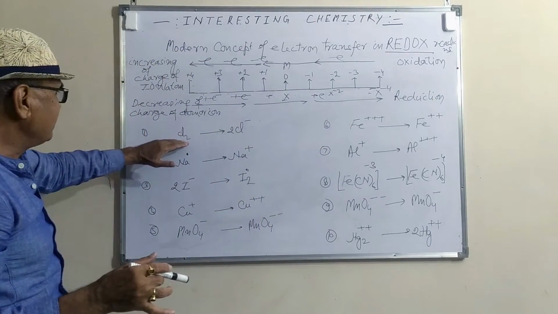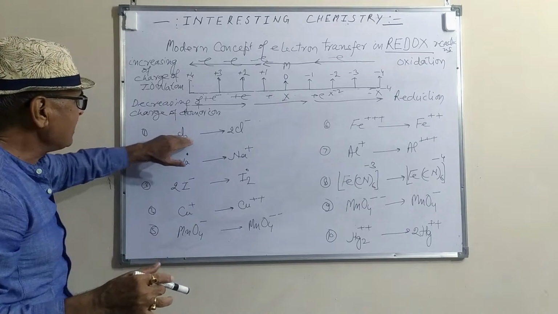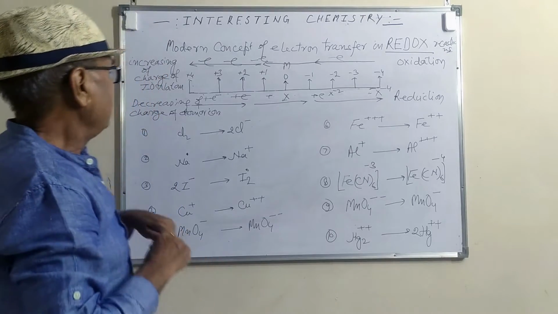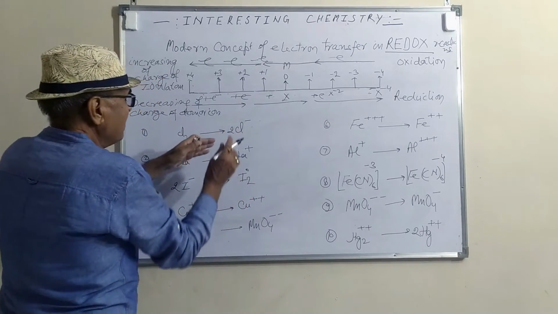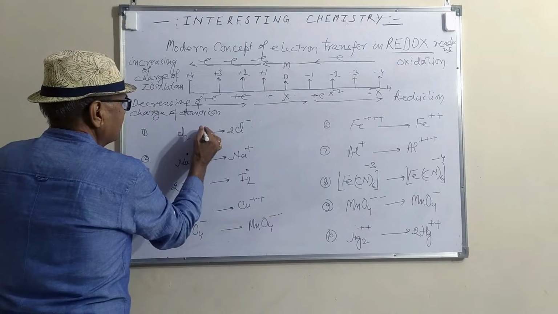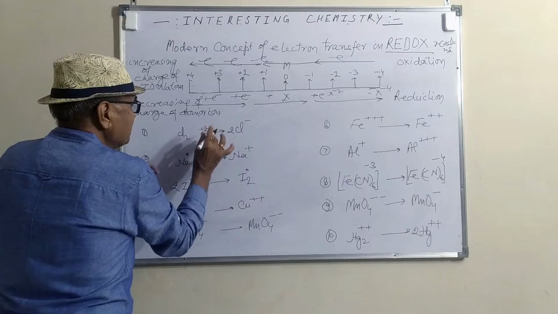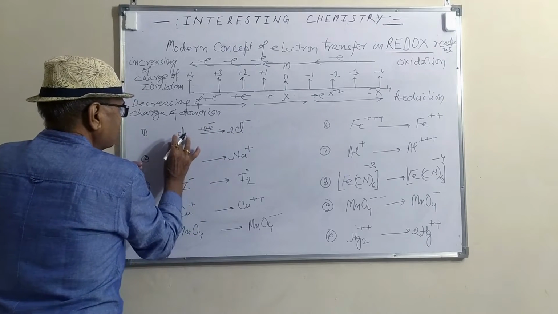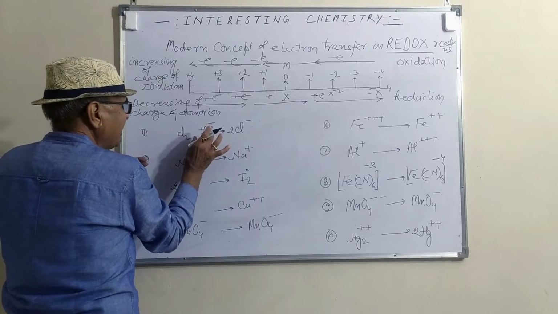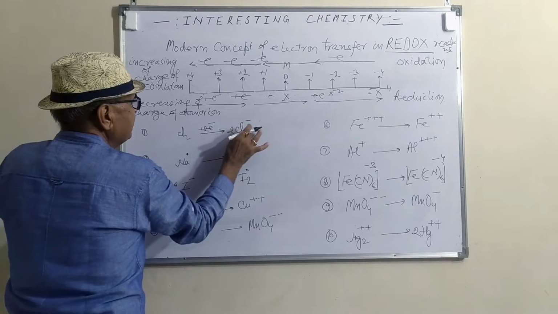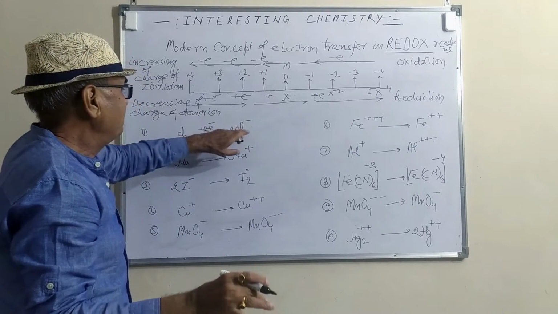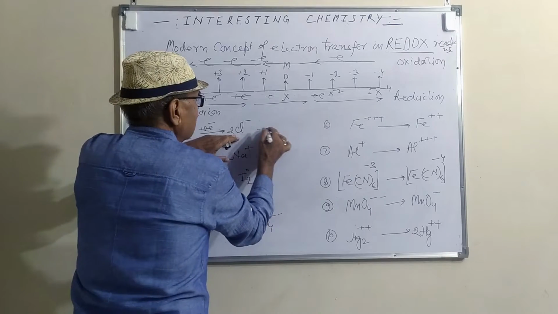So here Cl2 changed into 2 Cl negative. How can it be possible? Here again you can say it is the addition of electrons, by the gain of 2 electrons. Chlorine gains 2 electrons to become Cl minus. So addition of electron, gain of electron, is called a reduction.